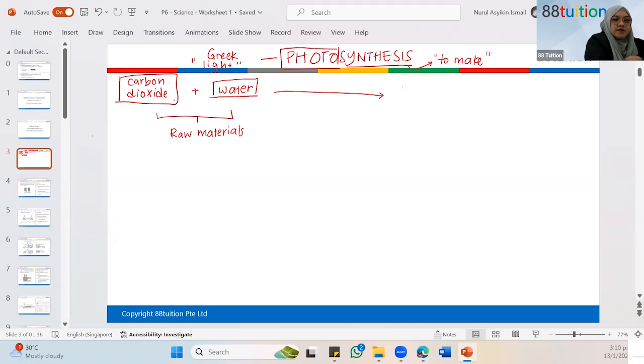Anyone? Anyone? Jiaqi, just now you raised your hand, right? You wanted to contribute, you raised your hand just now for the carbon dioxide answer. You want to try for the two things that you produce during photosynthesis?